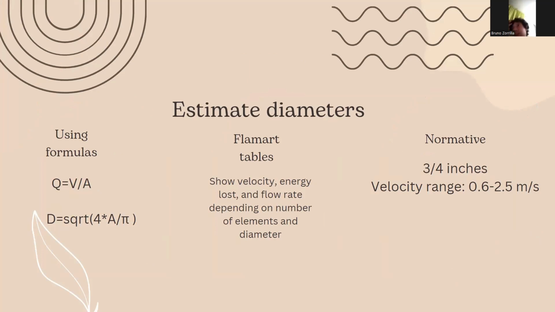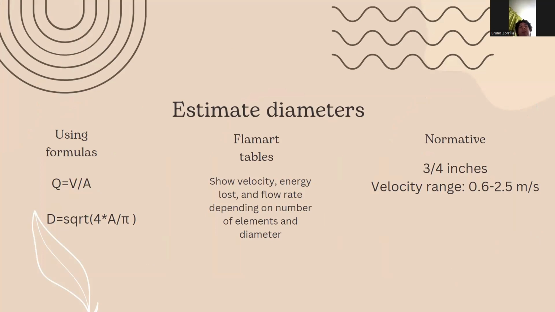We need to estimate different diameters, and it's very important how to do it. We can use formulas like the flow rate is equal to velocity times area, or the diameter, which is the square root of 4 times the area divided by pi. It's very important that this is normed.